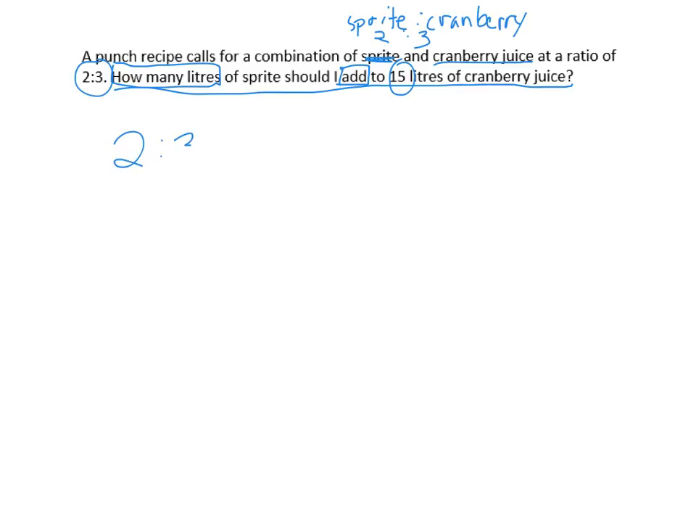2 to 3, we got Sprite, we got cranberry, equals, and it says how many liters of Sprite should I add to 15 liters of cranberry. So I'm going to write my ratio here. Again, it's going to be Sprite to cranberry, and it told me 15 liters of cranberry juice. Okay, so I can solve this. You've learned 2 ways to do this, and we'll use the cross multiply and divide.